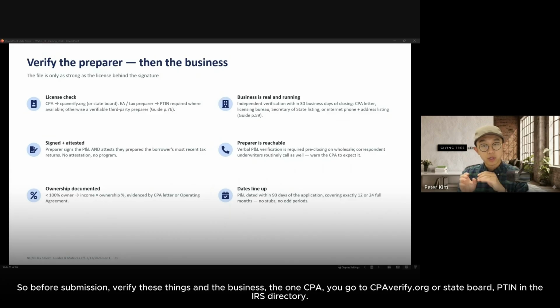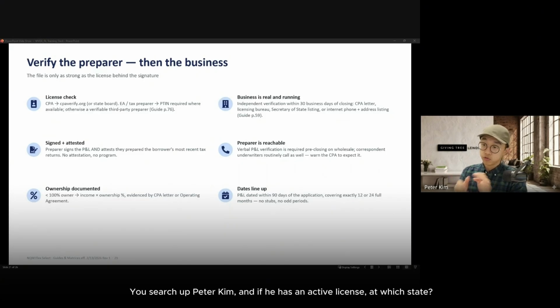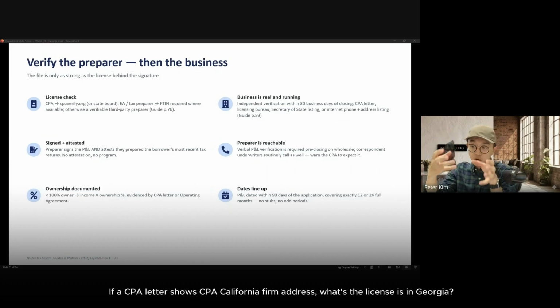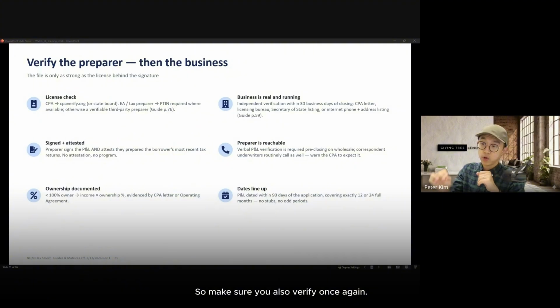The one CPA, you go to cpaverify.org or the state board, right? PTIN in the IRS directory. There is an attestation that you can find online. So let's say Peter Kim, CPA, signed, attested the file. You search up Peter Kim, and see if he has an active license, and in which state, right? If a CPA letter shows a CPA California firm address, but the license is in Georgia, no, it's not going to work. So make sure you also verify once again.